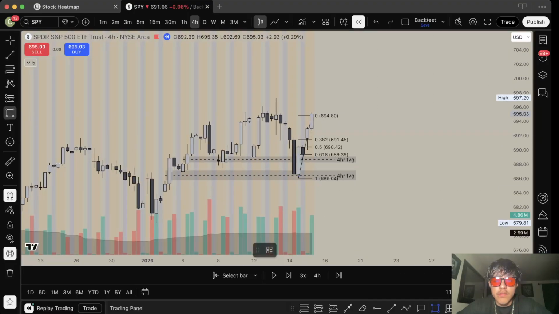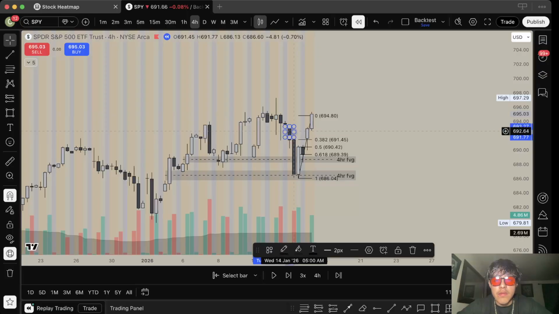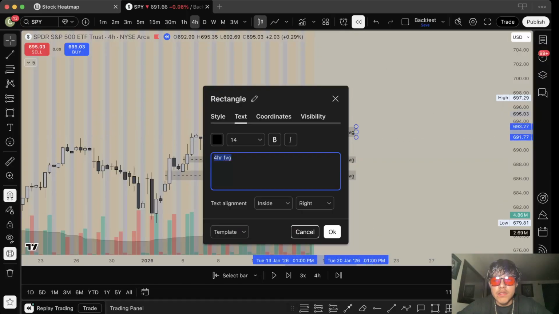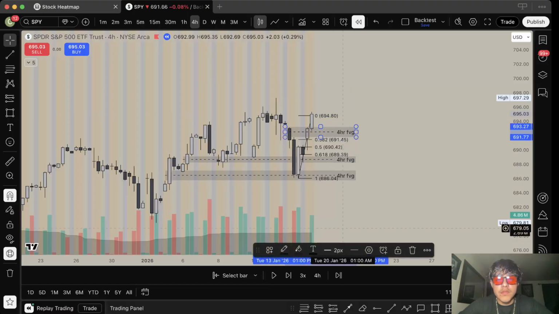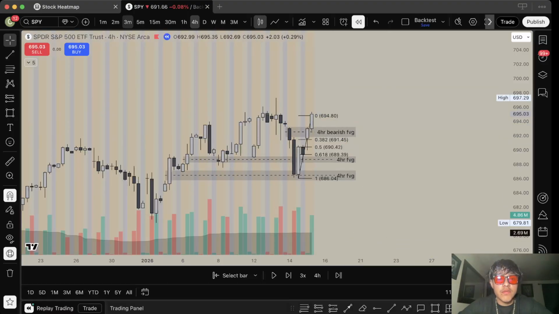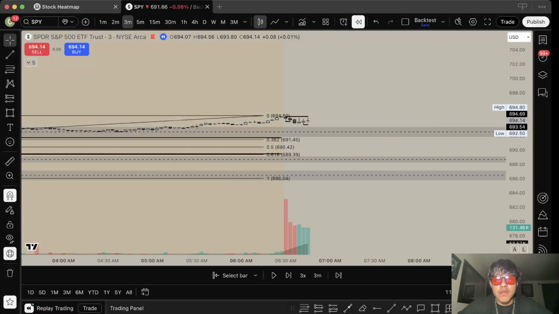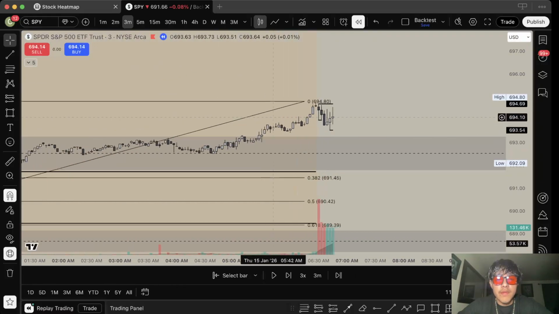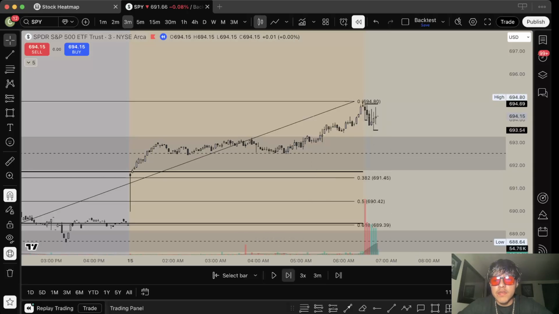We actually did. We have this 4 hour, and I'm going to mark it as a bearish fair value gap, right? So we're going to do this 4 hour bearish fair value gap. So that's an area of potential resistance. So just something to be looking out for. What happens? We kind of gap up right above it, so we're fine. We're fine. Nothing much is happening.